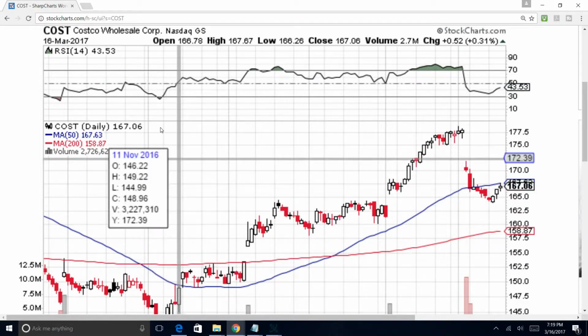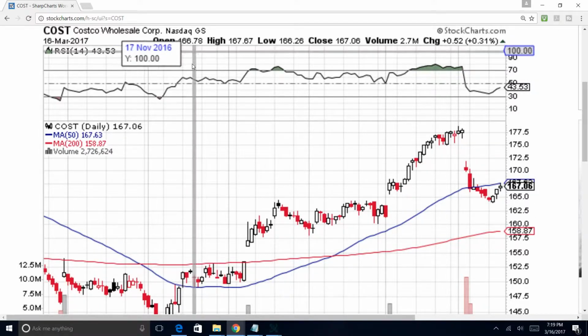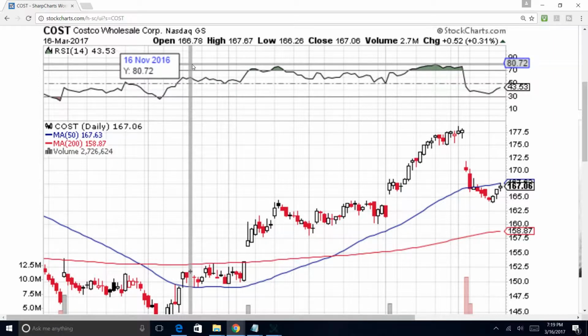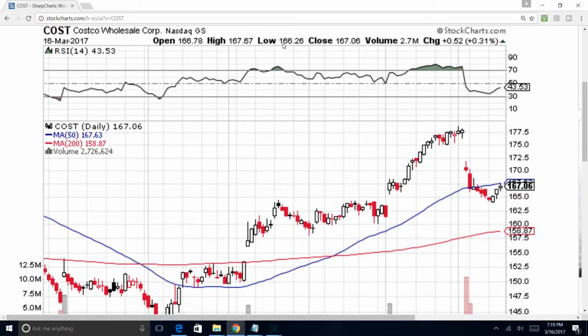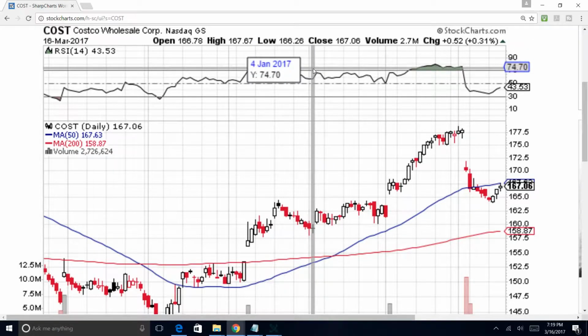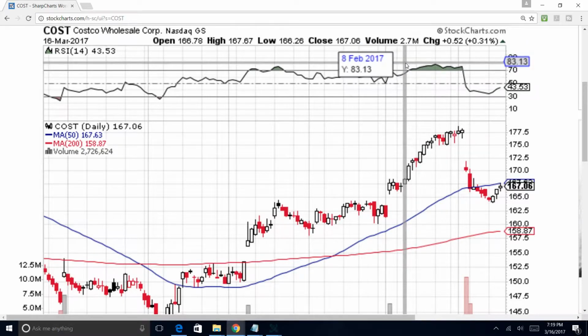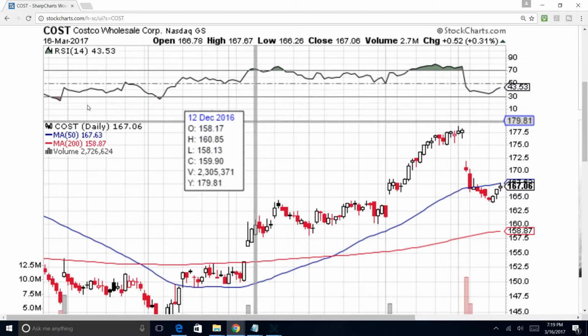So anyways, we're looking at Costco's chart. Up at the top it tells us this was as of March 16th. It had an opening price of $166.78, a high of $167, a low of $166.26, and closed at $167.06 with 2.7 million in volume, and it was up 52 cents for the day.